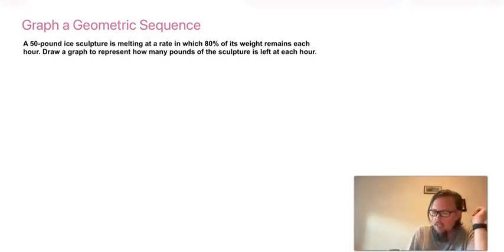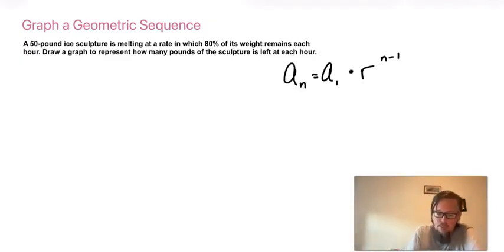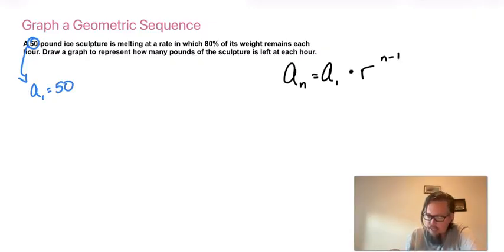The general form of the equation looks like this. And the only two things that we need are A1 and R. A1 is the starting value, or the first term in the sequence, and R is the rate that we're multiplying by every time. And this problem gives us both of those. It says it starts off at 50 pounds. That's going to be our A1, the starting value. And then it tells us the melt rate, which is 80%. So that's going to be R.